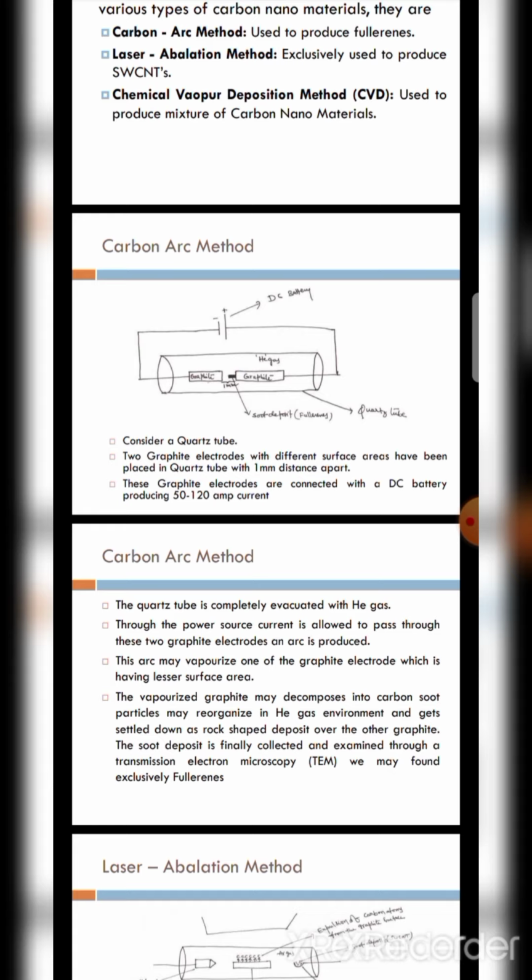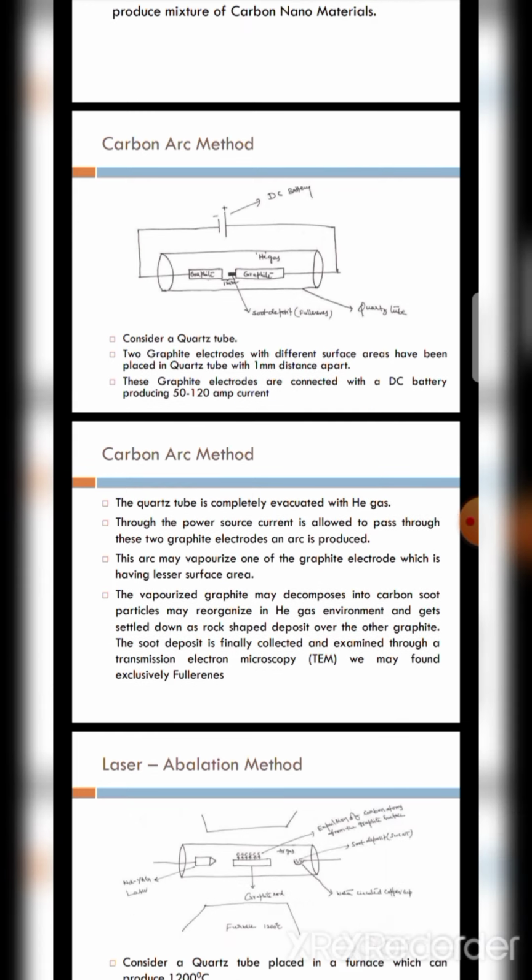Consider a quartz tube. Two graphite electrodes with different surface areas are placed in the quartz tube 1 mm apart. These graphite electrodes are connected to a DC battery producing 50 to 120 ampere current. The quartz tube is completely evacuated and filled with helium gas. Through the power source, current is allowed to pass through these two graphite electrodes and an arc is produced. This arc vaporizes the graphite electrode that has the lesser surface area.